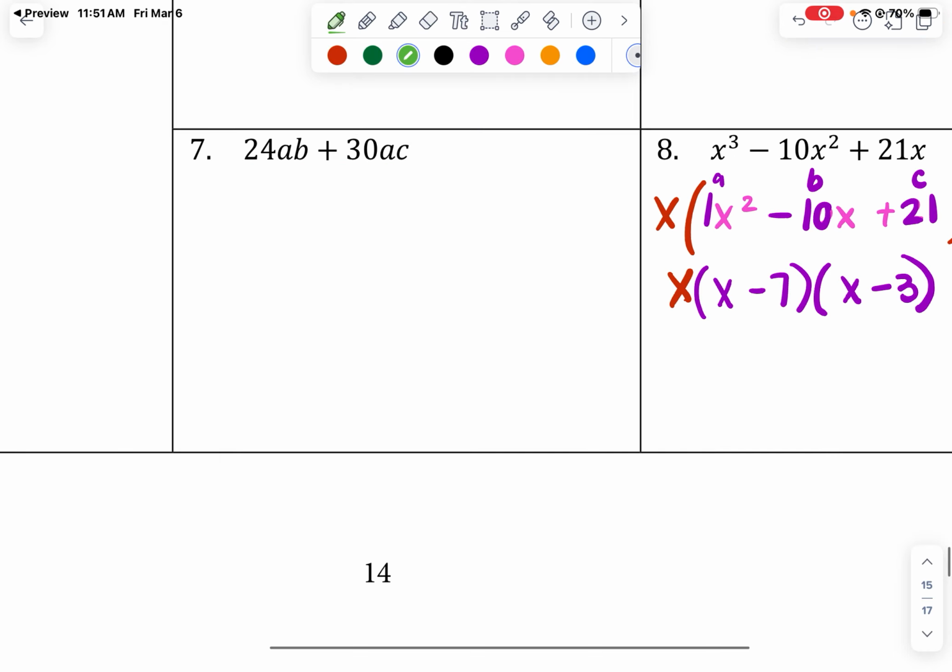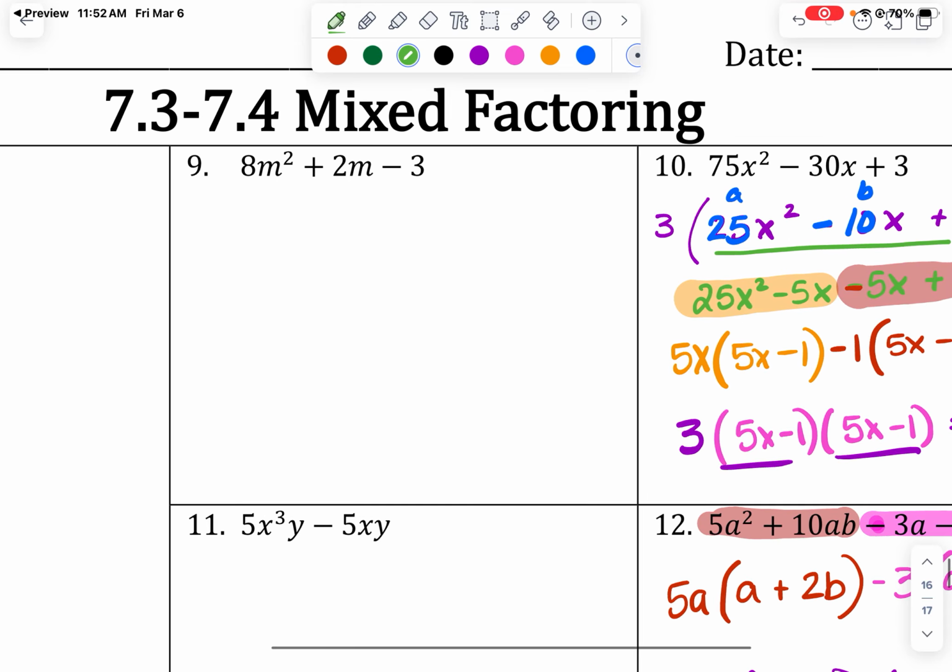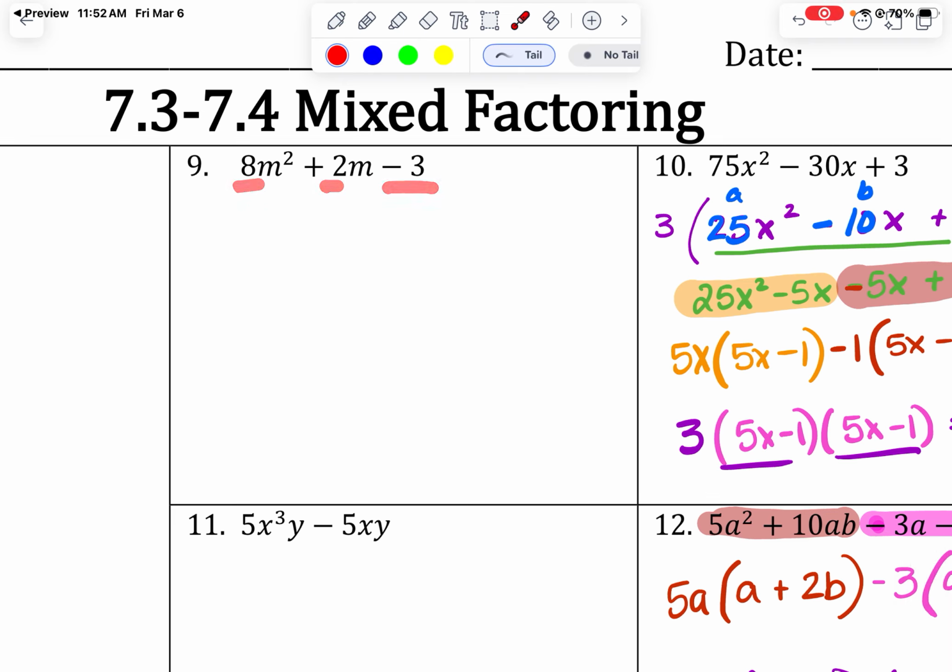Number 7, our GCF is 6a, which leaves us with 4b plus 5c. And there is nothing else we can take out there, so that is our answer. Number 9, we do not have a GCF. There is nothing that can go into 8, 2, or negative 3. So we are just going to factor this trinomial like normal.